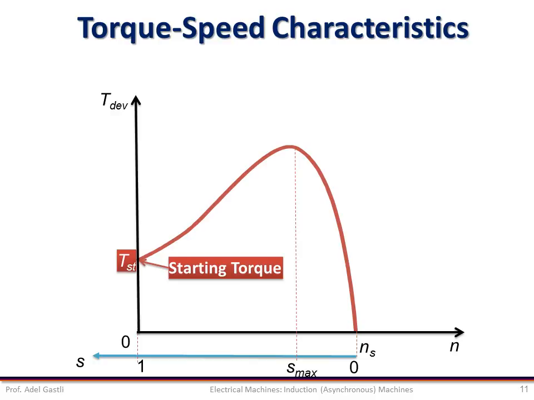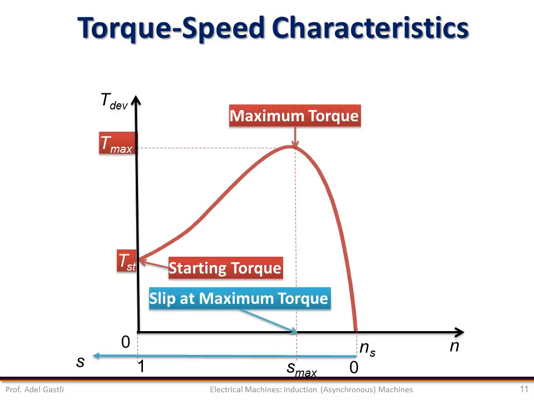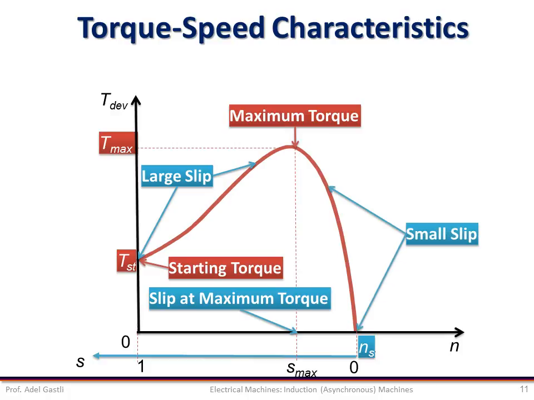So if we start an induction motor at ideal no-load condition, the machine torque will start from the starting torque value TST. It will then increase until it reaches its maximum torque value at a certain slip Smax. Then it will decrease to 0 when the motor speed reaches the synchronous speed Ns, which is equivalent to 0 slip value. So this region of the torque speed characteristic between the starting torque and maximum torque is called the large slip region. And the region between the maximum torque and 0 torque is called the small slip region.